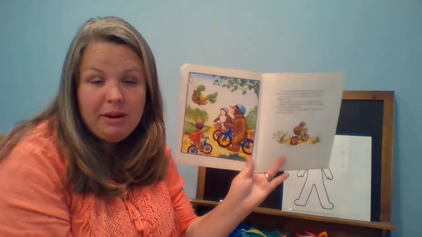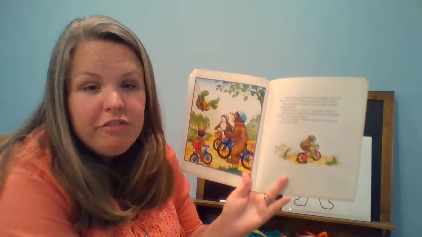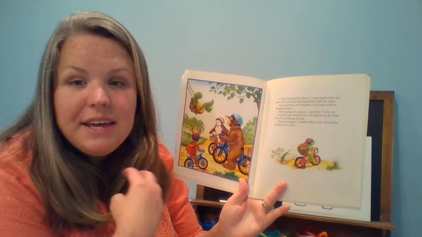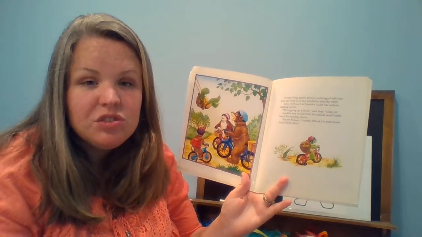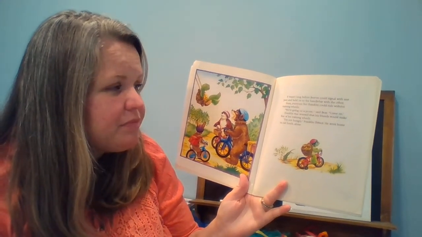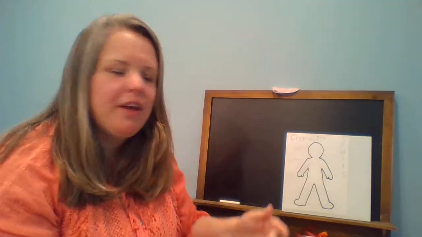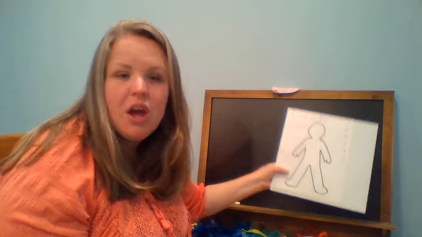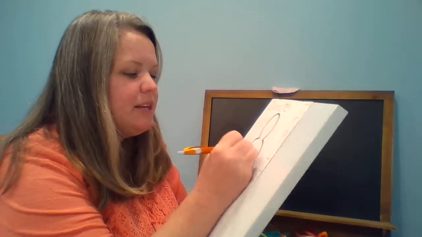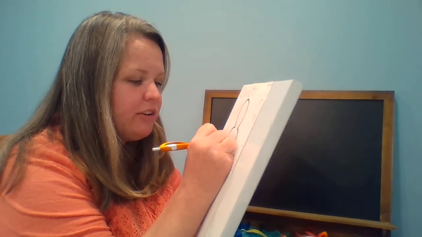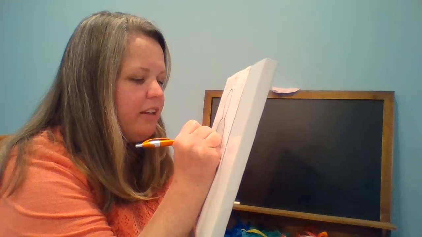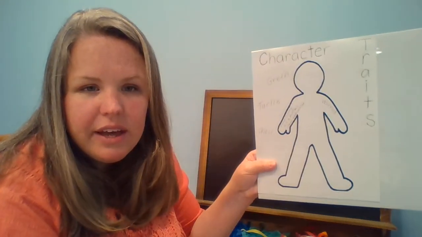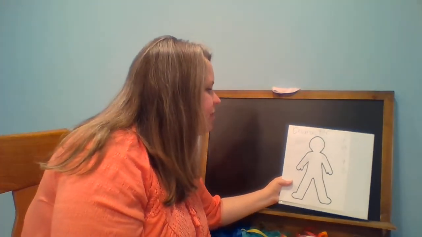So I'm going to stop here. I hope you noticed one of our new character traits on the inside. Something that they described about Franklin is that he was worried. He was worried what his friends would think if they saw his training wheels. So I'm going to add that to the inside of my character, that Franklin is worried. Okay, and it can be anywhere inside.